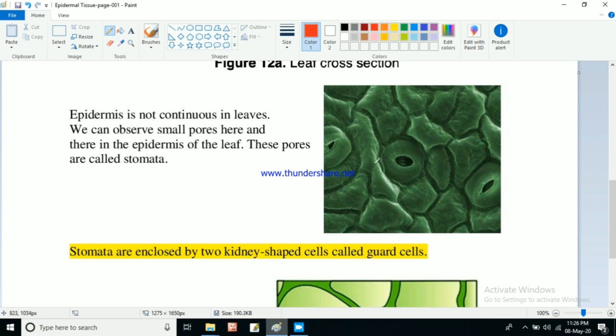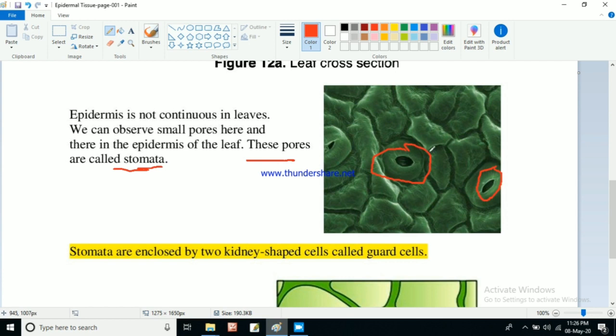If you see here, it is the microscopic image. In this image we can see small pores on the epidermis of the leaf. These pores are known as stomata. Very important concept: we will define it like this: small pores present on the epidermis of leaves are known as stomata.